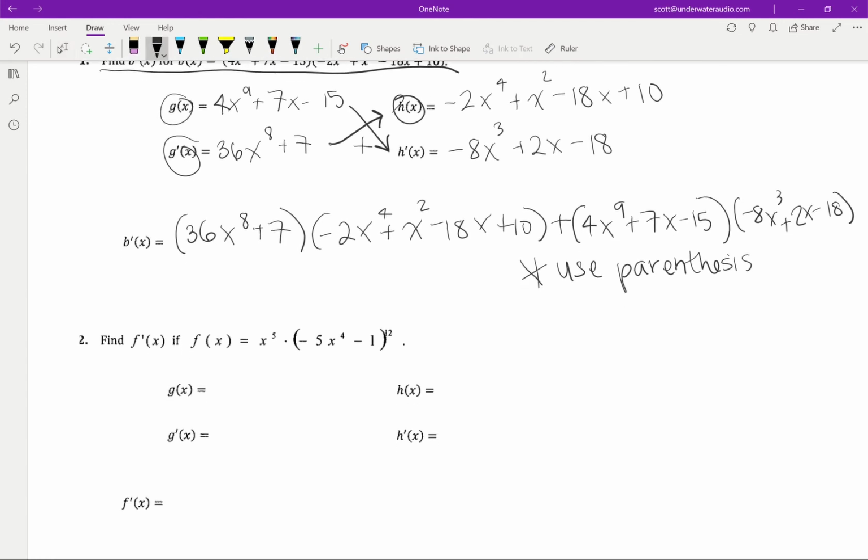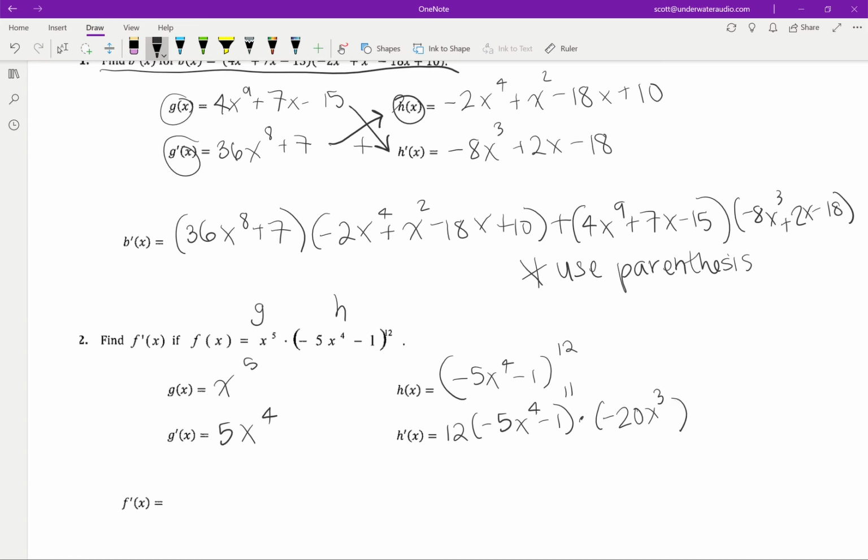So for problem 2, I have a g and an h: g is x to the 5th, and h is negative 5x to the 4th minus 1 to the 12th power. So derivatives here are okay, they're not too bad. g prime is 5x to the 4th. And then h prime is going to be a power rule one. Bring down the 12. Negative 5x to the 4th minus 1, 12 minus 1 is 11. And then I'll multiply by the derivative of the inside, which would be negative 20x cubed. Derivative of 1 is 0.